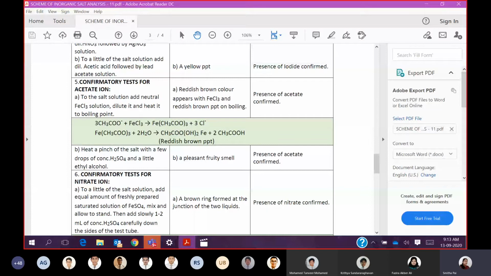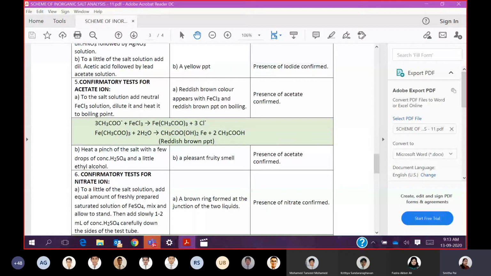fruity smell. Now the reason why you are pouring it in water is because you have taken concentrated acid in the test tube. Smelling the vapors directly is not recommended. That is why the contents are poured in water, and then you smell the mixture. That gives the confirmatory test for acetate.